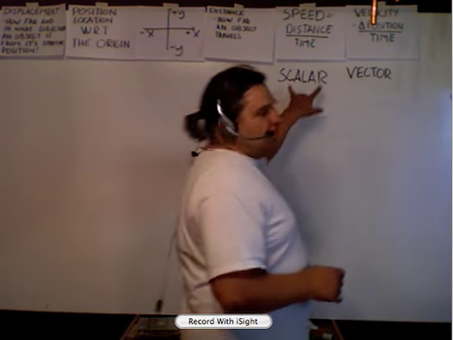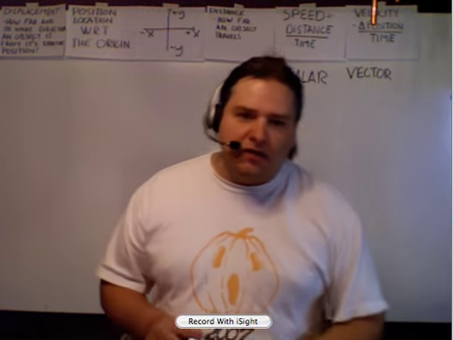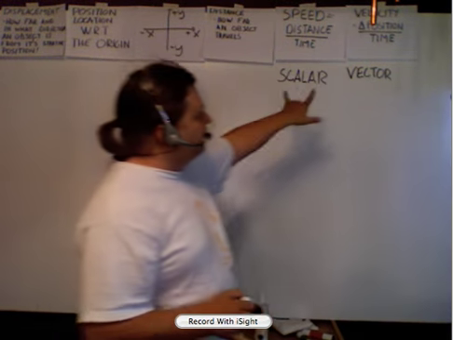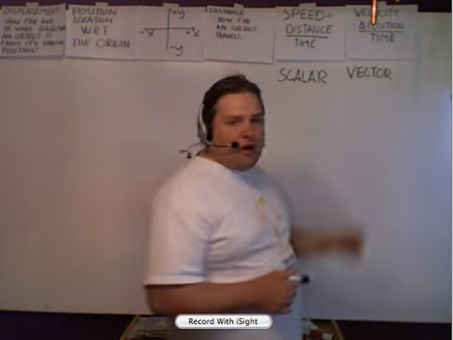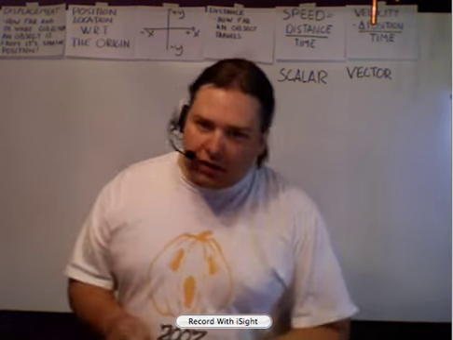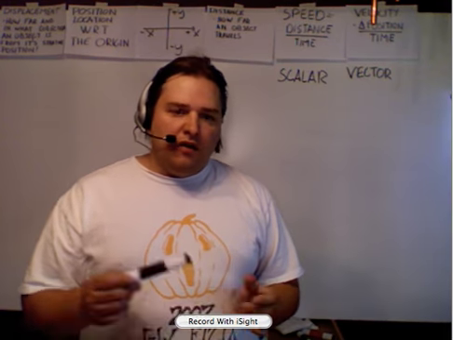So we talk about speed being a scalar, we talk about velocity being a vector. It turns out of these two, we'll primarily talk about velocity. In very rare cases will we talk about speed. Okay? So that's the difference between velocity and speed.